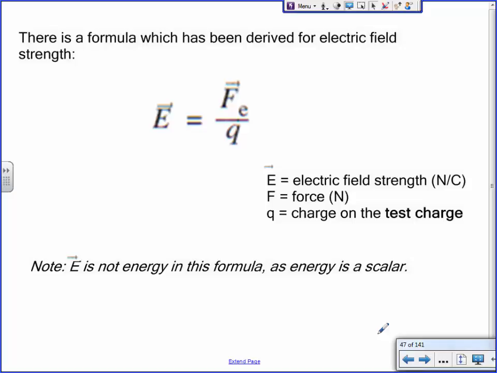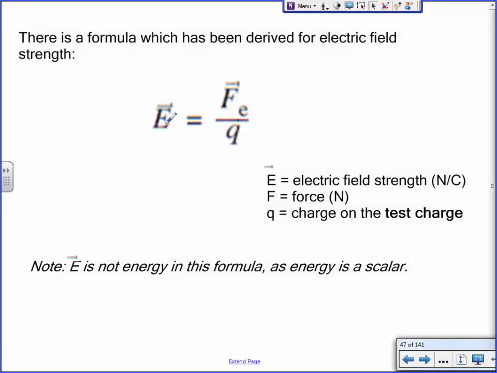E with the vector on top is electric field. I have the note down here. E on its own is energy. E with the little vector hat on top, that makes it a vector, which makes it a field strength. Poorly chosen to use E in both cases, just make sure you're careful. Okay, so here's how this works.